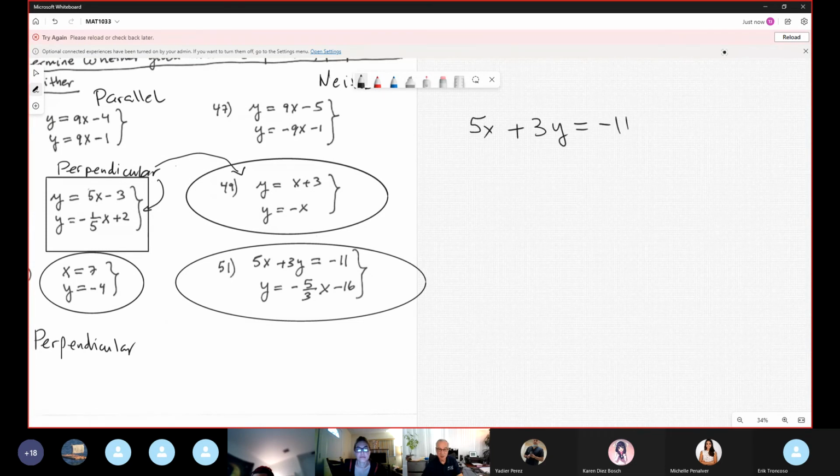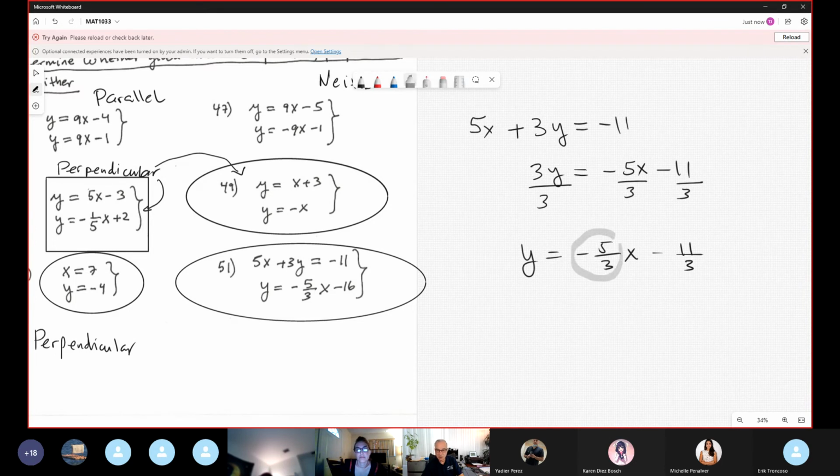Okay, no problem. So in order to compare the slope, I propose you express it in slope-intercept form. 3y is equal to -5x minus 11, divided by 3 on both sides. The y alone is equal to -5 over 3 x minus 11 over 3, but I don't care. I only care that the slope is -5 over 3 and the other is -5 over 3. Do you see or no? Yes. What is the conclusion? Parallel. Exactly. Parallel. End of the story, guys.